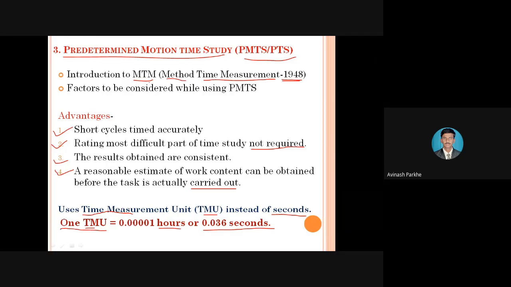Based on this PMTS, again one MCQ question is there. PMTS stands for, 4 options will be given. From those 4 options, we have to select the correct one: predetermined motion time study, or predetermined motion time system, or predetermined motion time standards. So from that we have to select the correct option, and you will get the mark. So these are the three methods which we have discussed in this chapter.